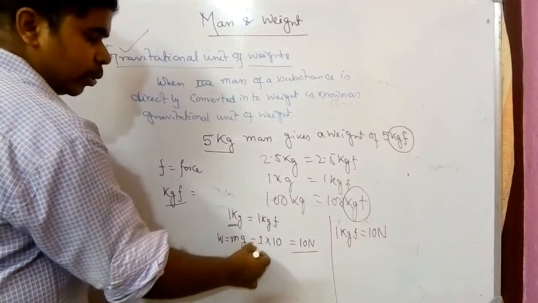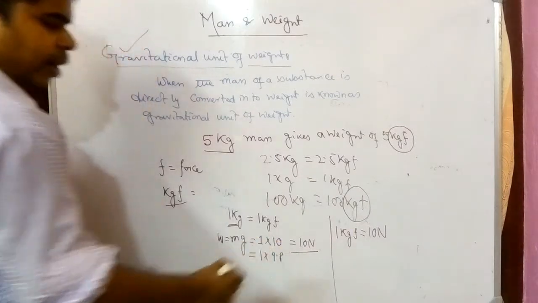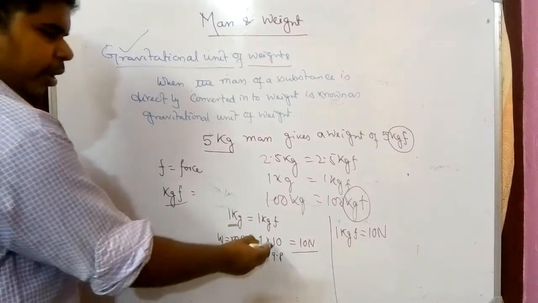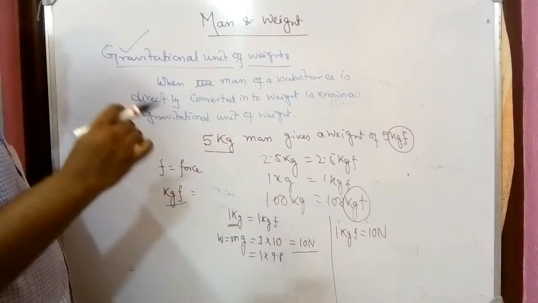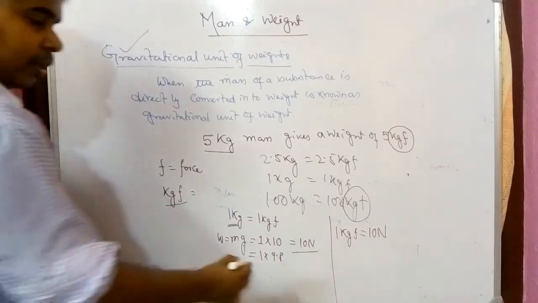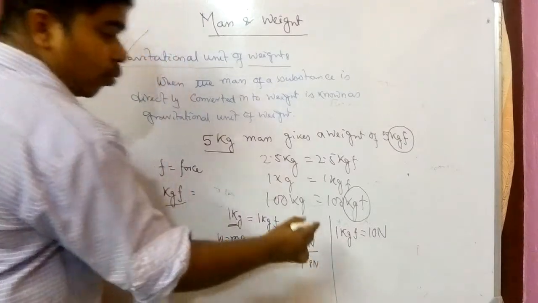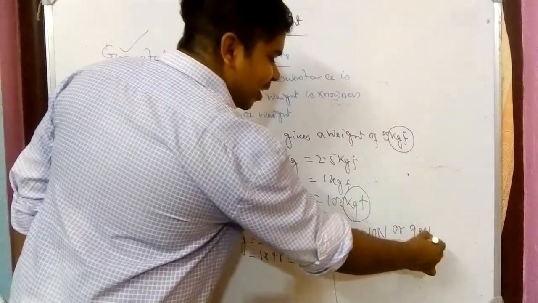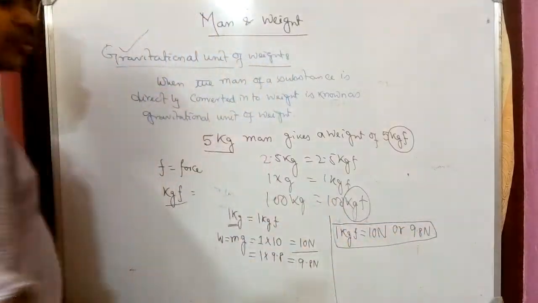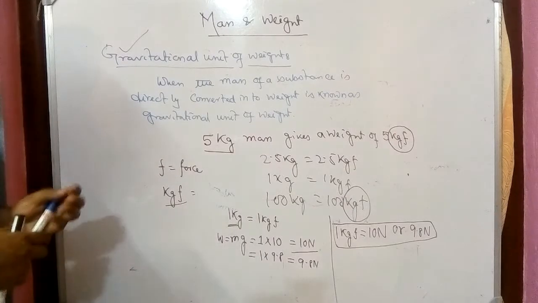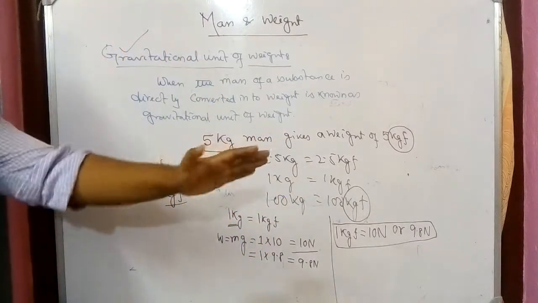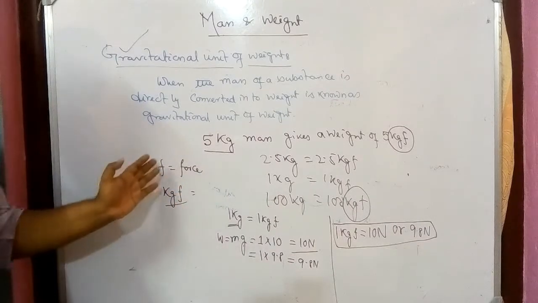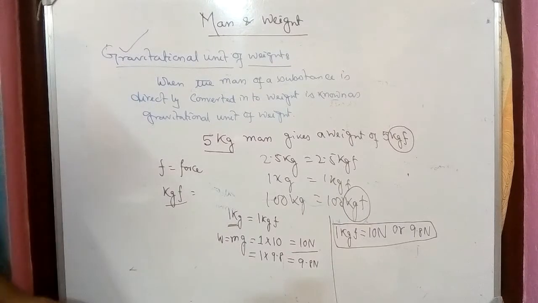Similarly, we can write 1 into 10 as 1 into 9.8, because the force on 1 kg mass due to earth may be 10 or 9.8. So 9.8 and 10 are very close. Whichever value is given to you in a numerical, you have to use that. In that case, it will be 9.8 Newton. So 1 kgf should be either 10 Newton or 9.8 Newton. That is the unit known as the gravitational unit, where the mass of a substance is directly converted into weight by just putting an f at the side, that is kgf. That is the whole story of weight.